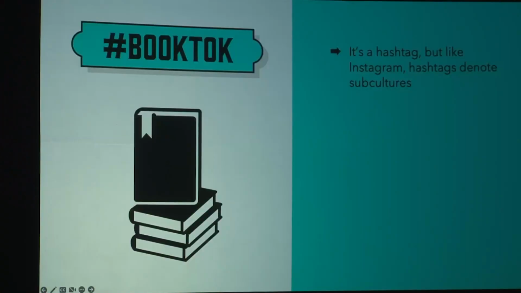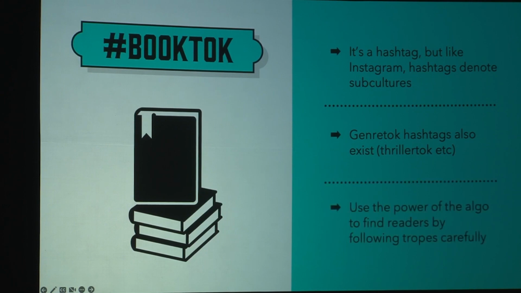So it is just a hashtag, and you'll see they denote subcultures on other platforms as well. You will get genre talk hashtags beneath that, so thriller talk, romance talk, etc. Use both when you post in your description. And use the power of the algorithm to find readers by following tropes carefully. What do I mean by that? So if you're going to have a BookTok account, what does that mean? You could just use the hashtag BookTok in a post. It's more than that. It's looking and feeling like a BookTok poster.